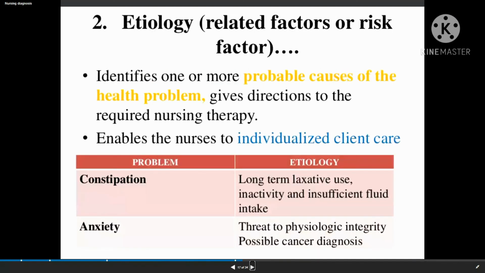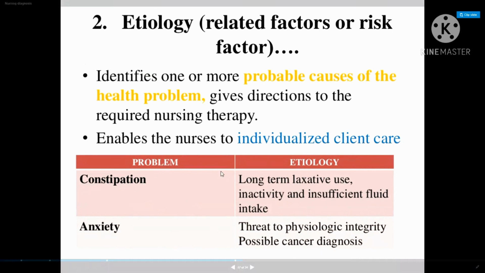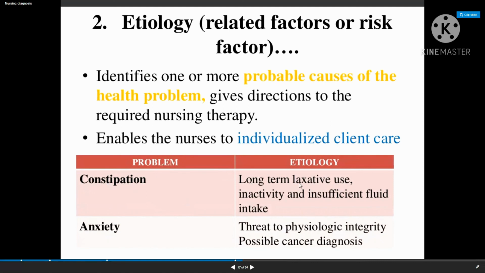Etiology identifies one or more probable causes of the health problem. It enables the nurse to individualize client care. So for the problems constipation and anxiety, the etiology will be long-term laxative use. Because of the long-term laxative use, the patient has got constipation. And because of the threat to physiologic integrity or possible cancer diagnosis, the patient is anxious. So these are the etiology.